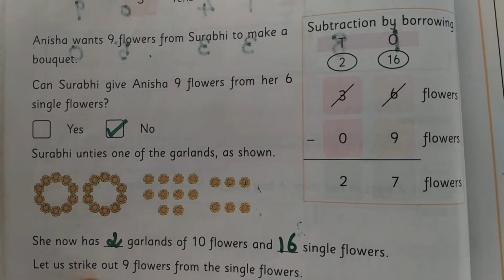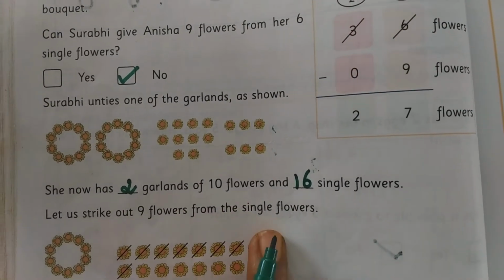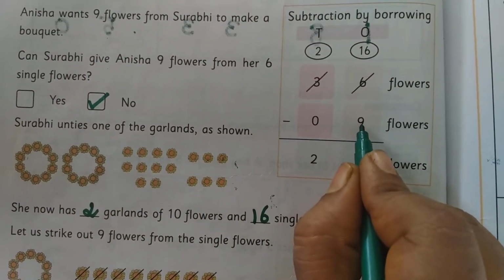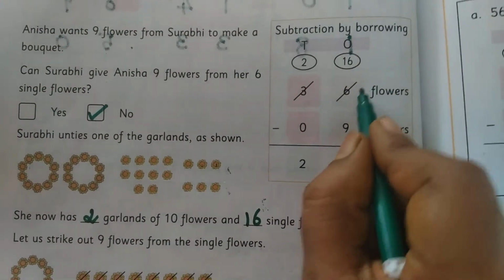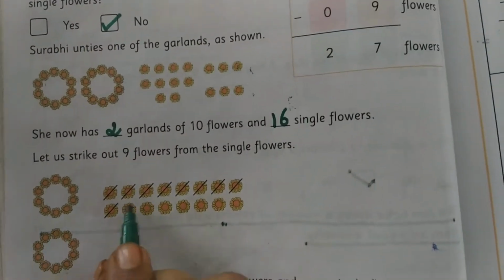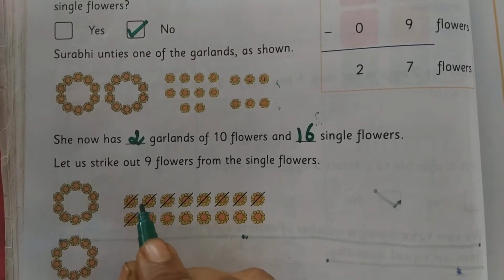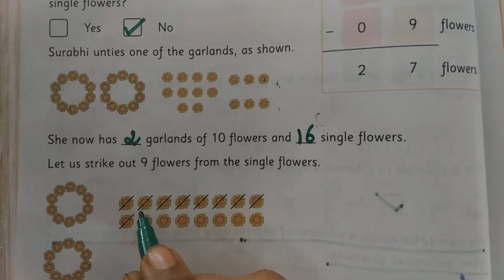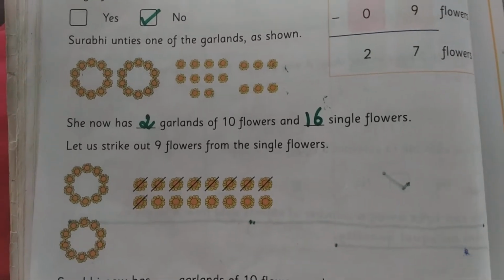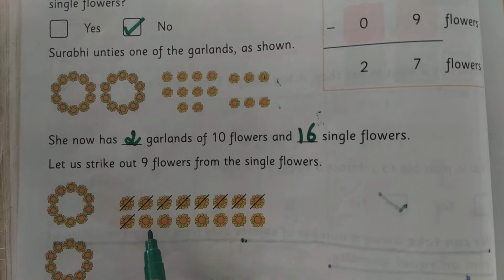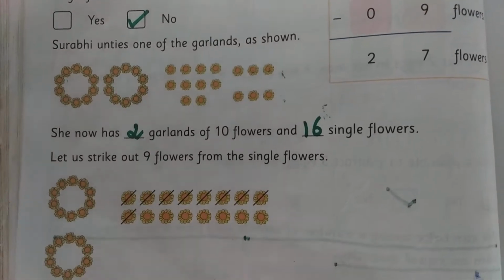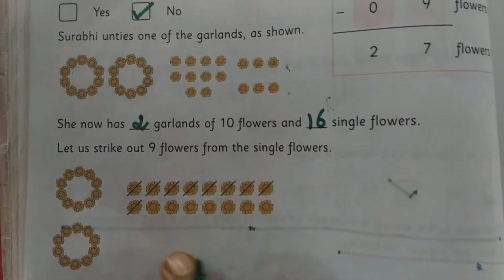Now let us strike out 9 flowers from the single flowers. How many do you want to subtract? 9. Anisha wants 9 only, no? Yes. Now Surabhi has 16 single flowers. From 16 single flowers, she can give 9. So we can strike out 9. See, they have shown it in the figure. If you subtract 9, that means you strike out 9, how many flowers remain? 1, 2, 3, 4, 5, 6, 7. 7 flowers Surabhi has.